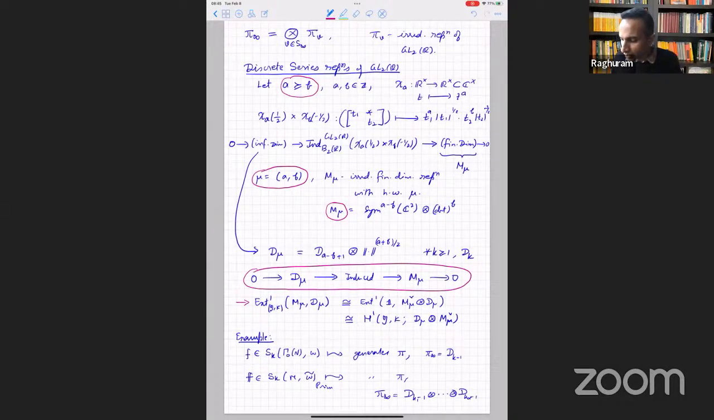So the appropriate category of modules is the category of modules where the Lie algebra g and the maximal compact K act in some compatible way. In that category of modules, it's an abelian category. I can talk about this (g,K) cohomology. I will talk a little more about (g,K) cohomology a bit later. So this is how this discrete series representation contributes to cohomology. This statement, these are the underlying details.